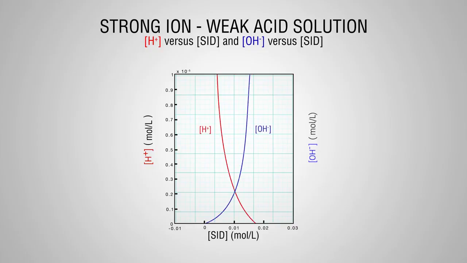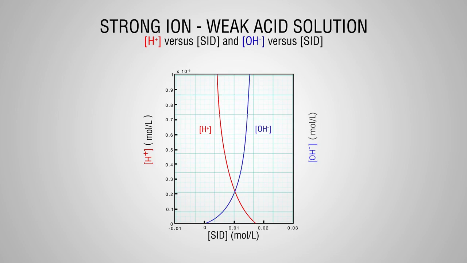Now let's look at the effect of adding this weak acid. When we solve these four simultaneous equations, we get the following curves for H plus and OH minus, which are drawn as a function of SiD. Note that we are using values for Ka and K prime W that are suitable for 37 degrees Celsius or body temperature. The curves, as you will see, are steeper than in the purely strong ion case in the previous video.